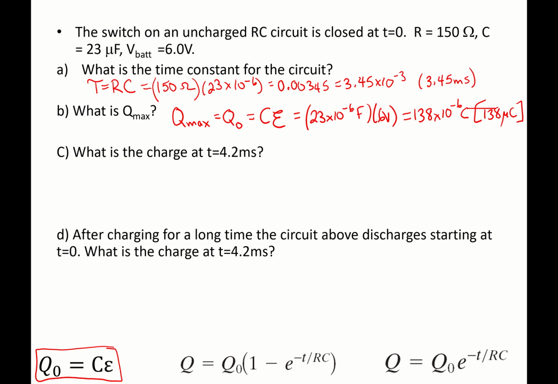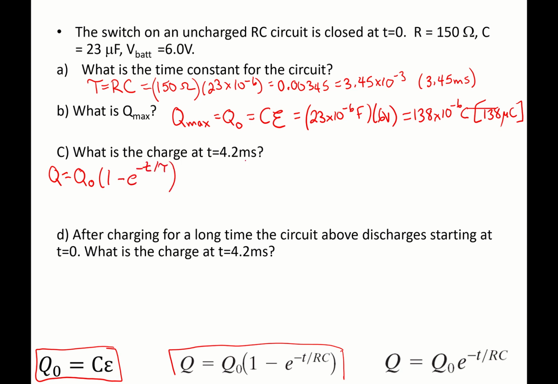Okay, what's the charge then at 4.2 milliseconds? So look at the two equations below. Which equation is for charging and which one is for discharging? Remember, the charge starts off at t equals 0. Remember, e to the 0 is just 1. So at t equals 0, this one is 0. So this is the equation for charging, the one in the middle. And the equation for discharging is going to be the one on the end. So if I'm charging, I want to use this first equation, Q equals Q0 times 1 minus e to the negative t over the time constant.